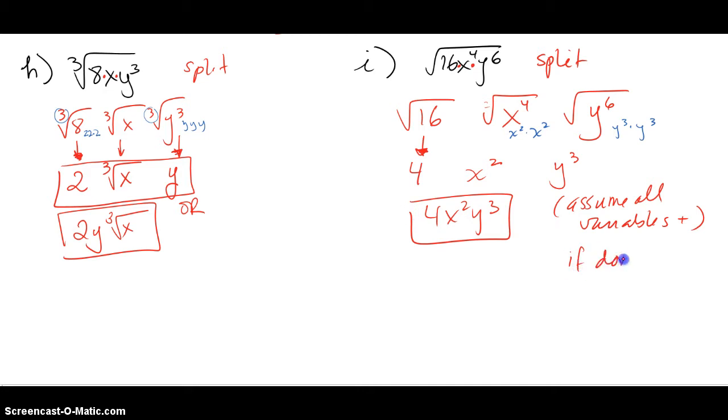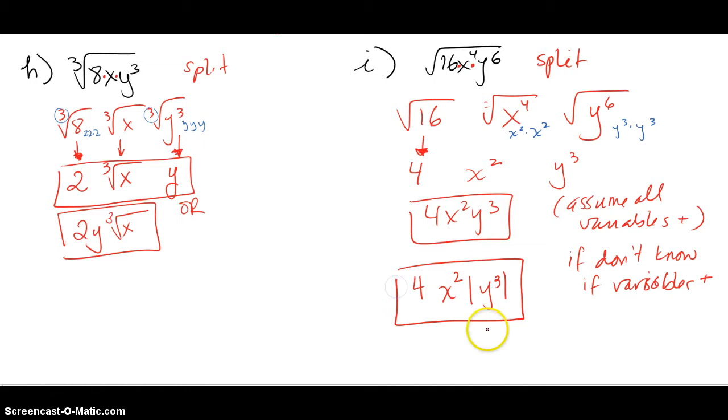If we don't know if variables are positive, then we would say 4 x squared, which is a positive quantity anyway because of the square. The y cubed, we would put in absolute value bars to make sure it stays positive. Like we said earlier, if we don't know anything about the variables being positive, we have to have bars around the variables. And again, x squared is always positive anyway, because when you square an item, it gives you a positive number.